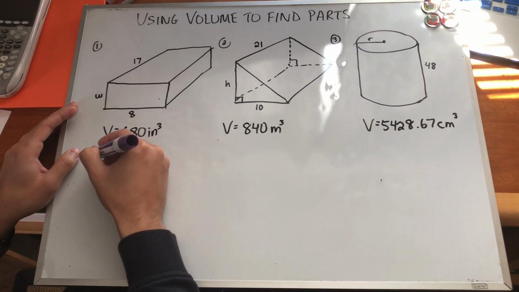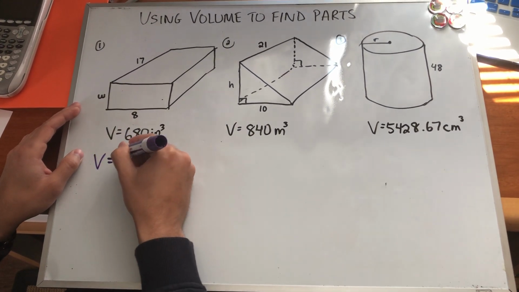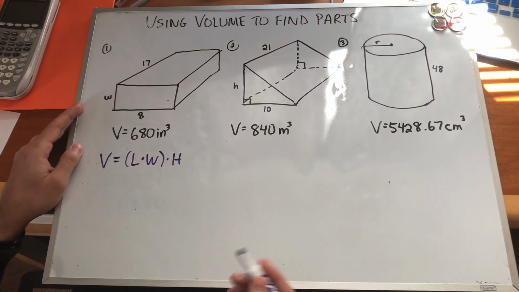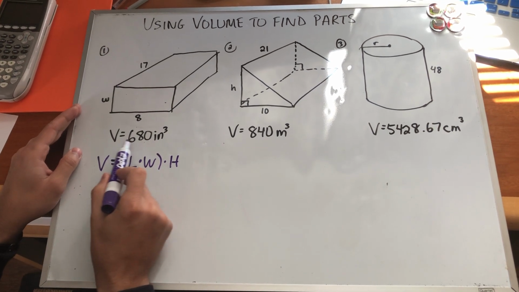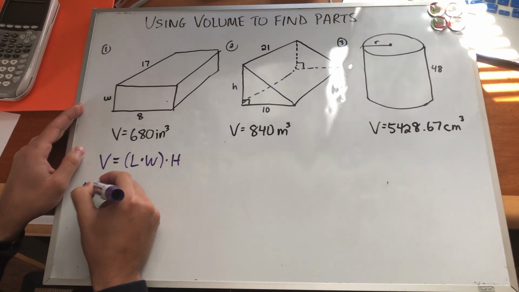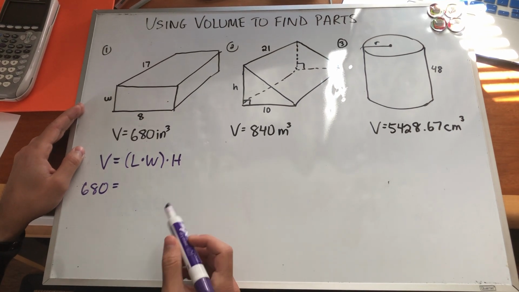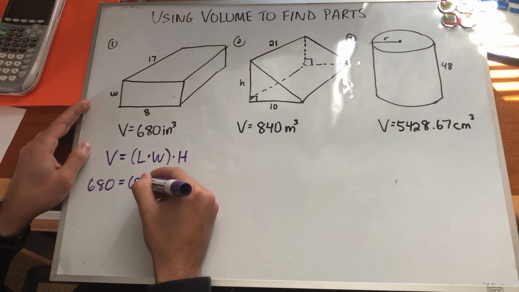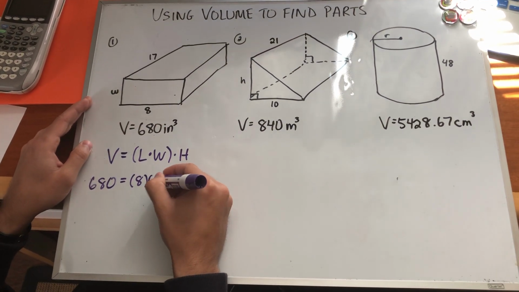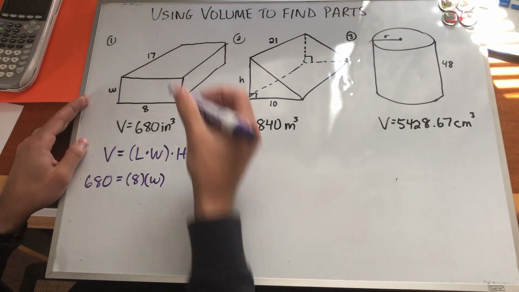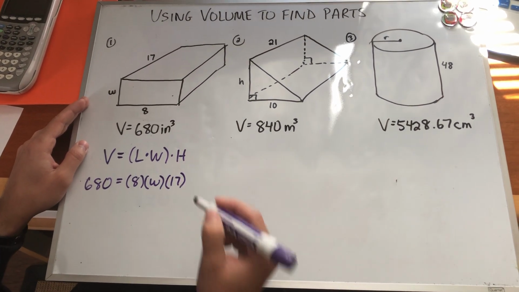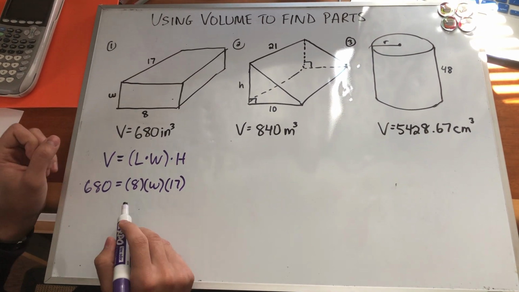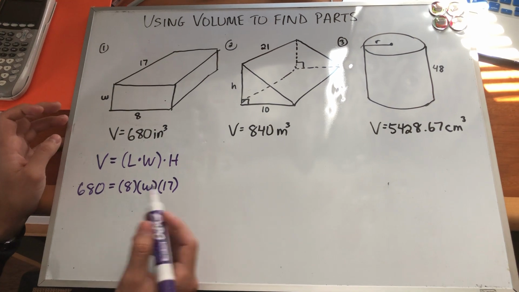So number one, the formula for a rectangular prism is length times width times height. You're still going to use that. This time, you're going to plug in 680 for the volume, and you're going to plug in, let's say, 8 for the length. And you don't know the width, so we're going to put W for the width, and you know the height, 17. So you're still using the formula. This time you're going to be solving for a part of the shape. All right, so we're just going to solve for W.